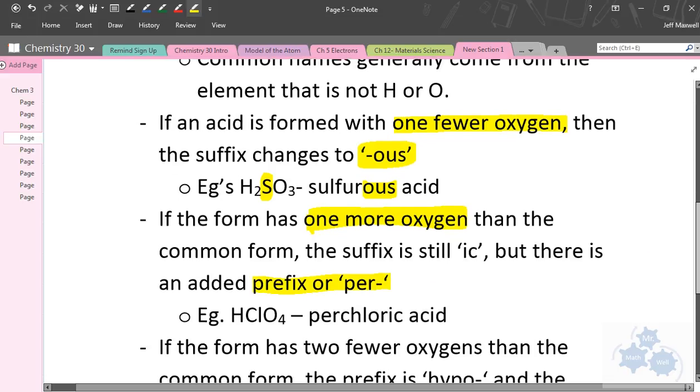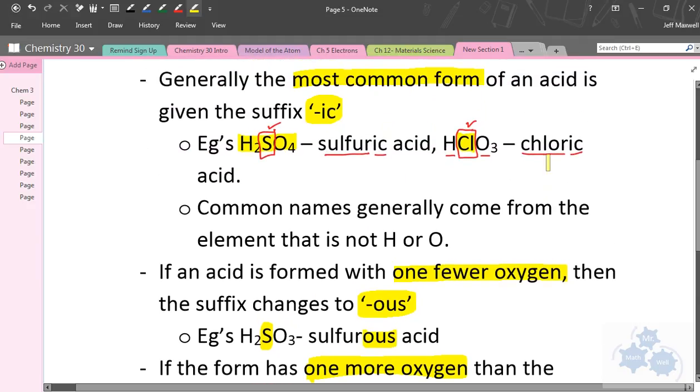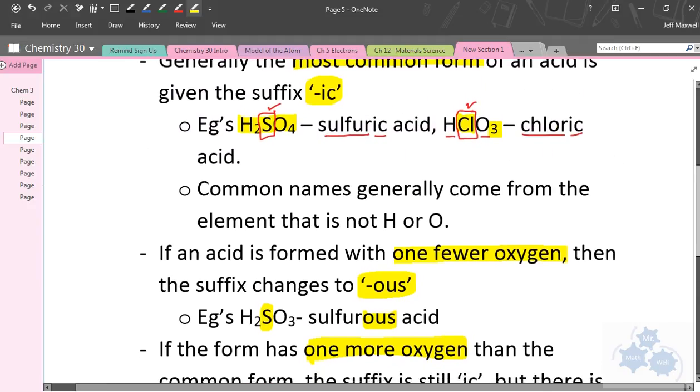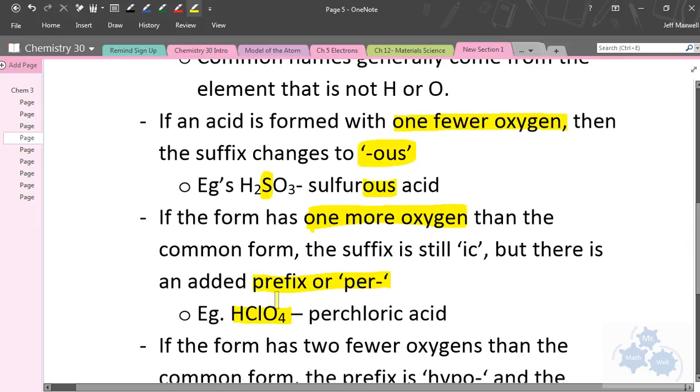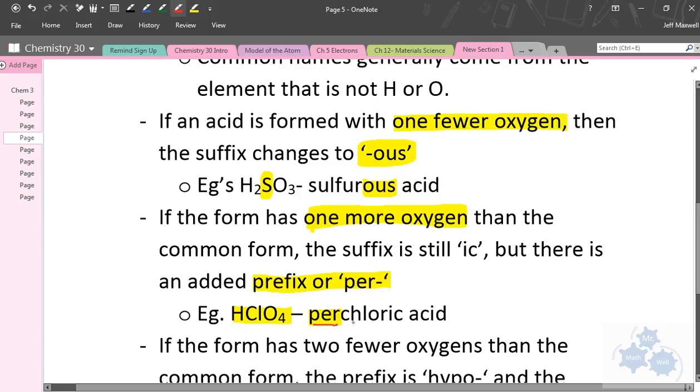Where you'd find a more common form of this would be this example right here, HClO4. Remembering that HClO3, I'm just going to back up for a second, see that? That's chloric acid, right? That's the most common one. So HClO4 is one more oxygen, so you add the "per" in front. So it's perchloric acid. Perchloric.